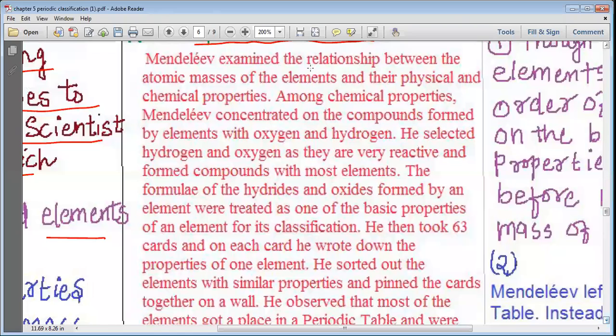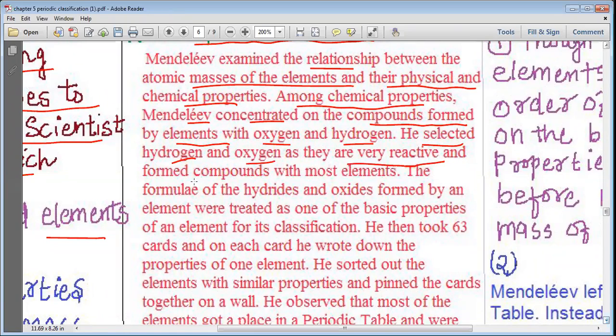Mendeleev examined the relationship between the atomic masses of the elements and their physical and chemical properties. So the first thing he did was to correlate the masses and the physical properties. Among chemical properties, Mendeleev concentrated on the compounds formed by the elements with oxygen and hydrogen. He selected hydrogen and oxygen as they are very reactive and form compounds with most of the elements. The formulas of their hydrides and oxides formed by an element were treated as one of the basic properties of an element for its classification.